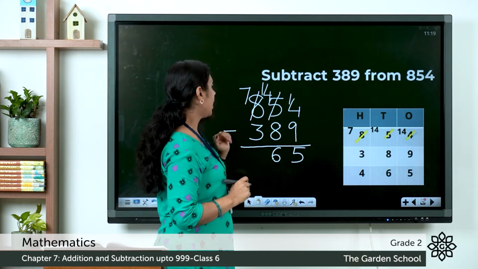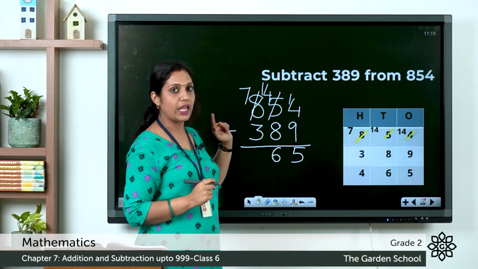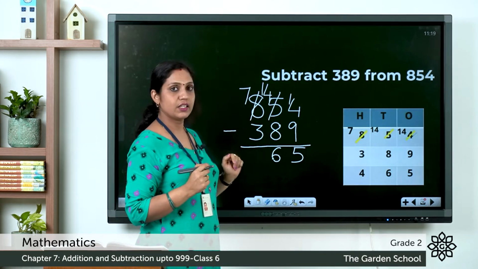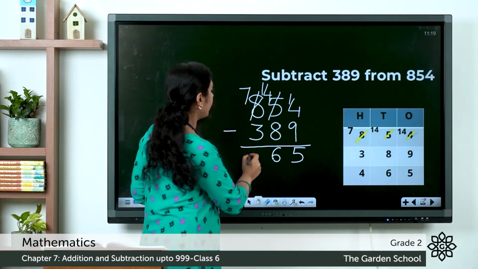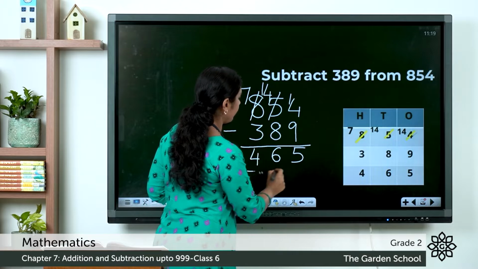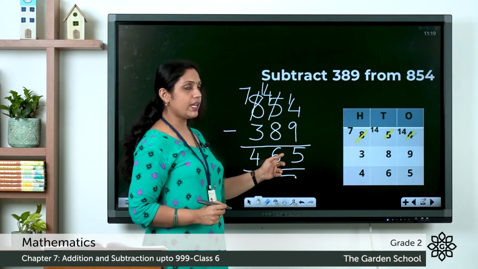Now we'll move on to the hundreds place. In the hundreds place now we have 7 minus 3. So how much is 7 minus 3? It is 4. Write that under the hundreds place and we get the answer 465.